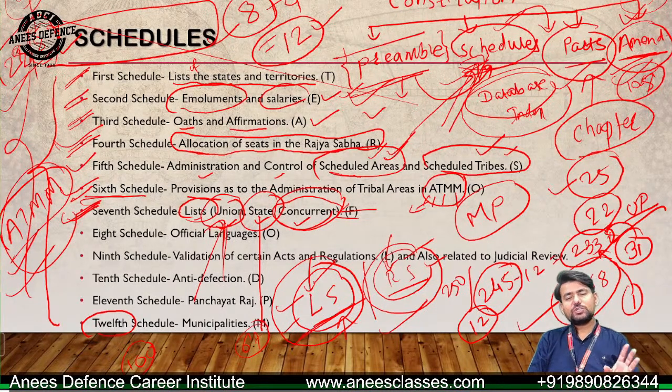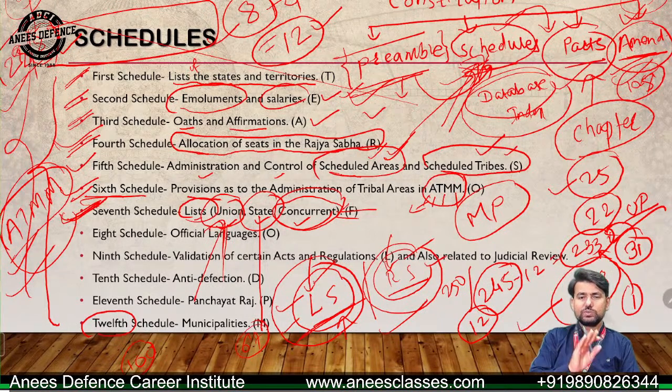Is that very clear? Either you call it quasi-federal or you can call it federal system with unitary bias. They are one and the same thing. However, that is another thing. But as long as 7th schedule is concerned, you have lists: union list, state list, and the concurrent list. I hope this is very clear to you, students.